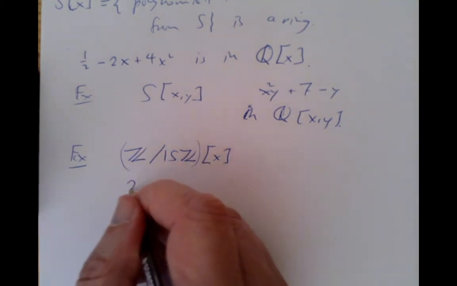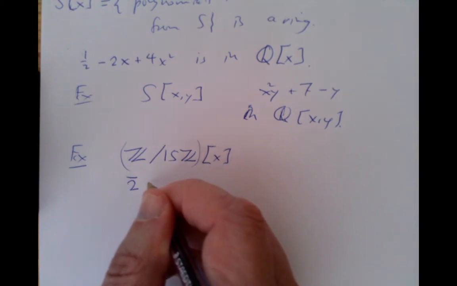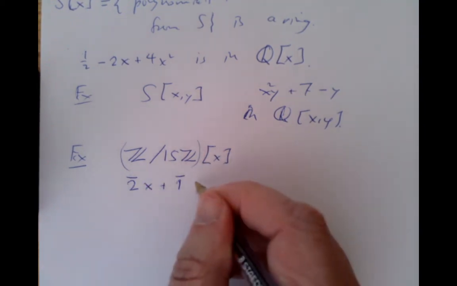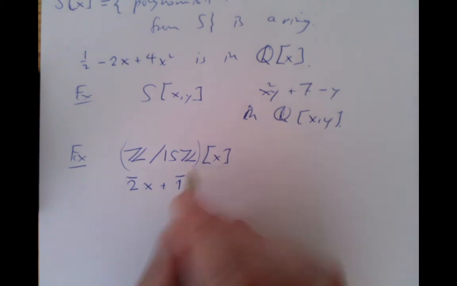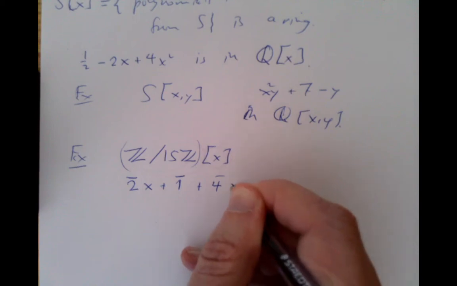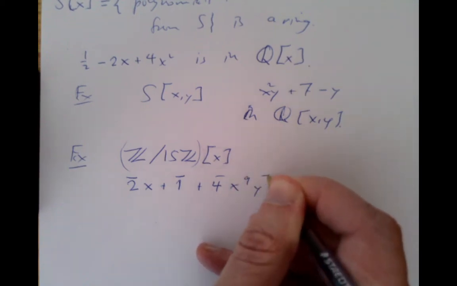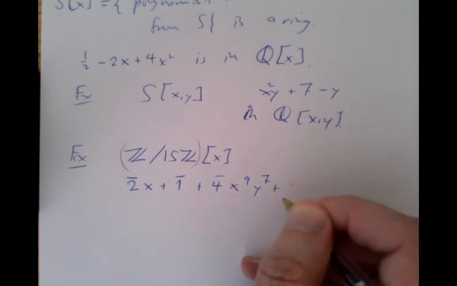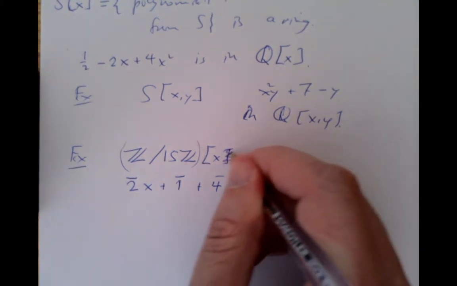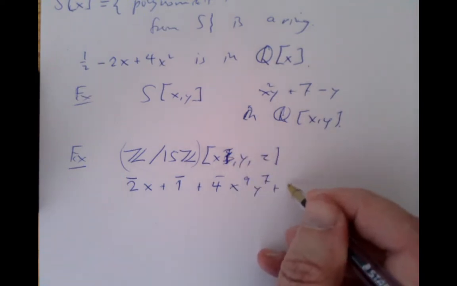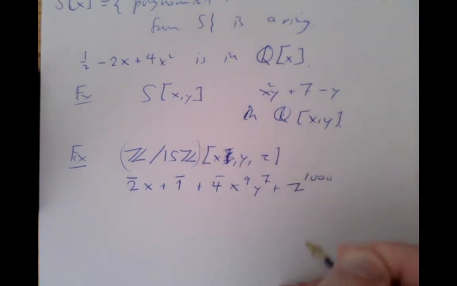So things like 2, let's put a little bar to remind us that it's a remainder, times x plus 1 with a little bar so that we remember it's a remainder mod 15, plus 4x to the 9th, y to the 7th, plus... I've got x's and y's. Let's put x's, y's, z's, just to make sure I've got enough variables. Plus z to the 1,000.